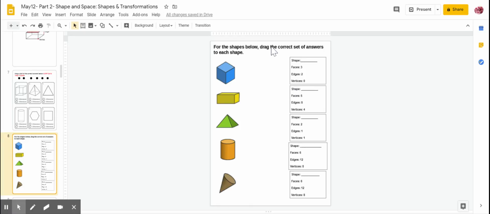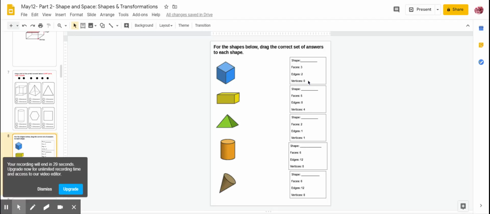The next slide shows also some work for you to do. We are trying to find the shape that has three faces to it. It has two edges and it has zero vertices. So which shape would that be? If it doesn't really make sense to you, then leave it. Do other ones that would make more sense. I'll end part 1 and then I'll start part 2.